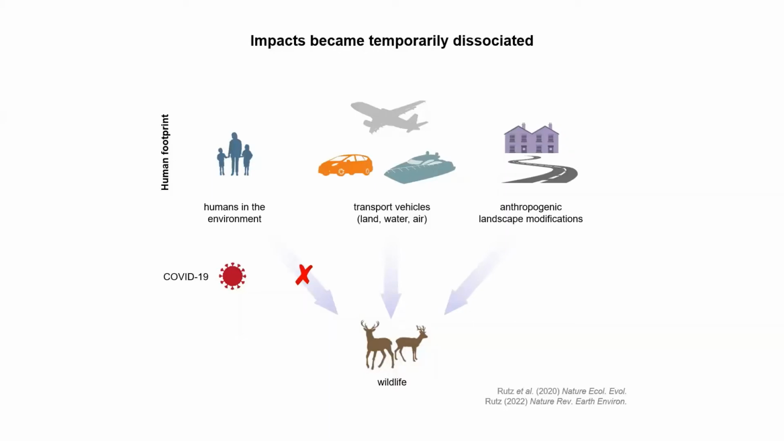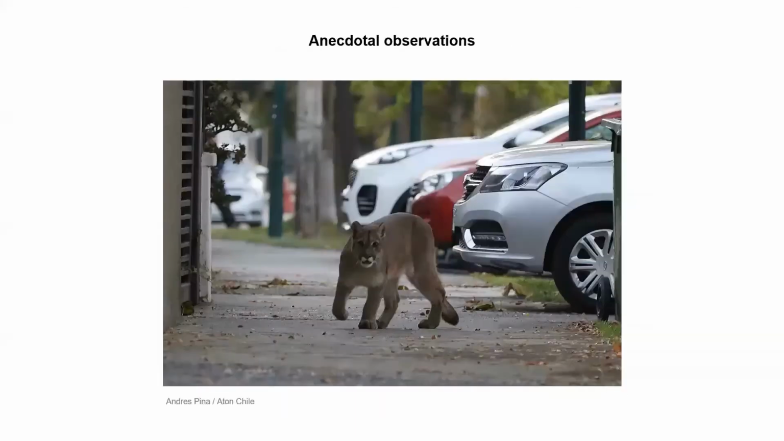the world's human population sheltering at home. Traffic was also significantly reduced. But importantly, what remained virtually unchanged is those static landscape modifications. The buildings and the roads, they were still there. They didn't disappear. So this created a really valuable opportunity, I think, to study the mechanisms of human-wildlife interactions.